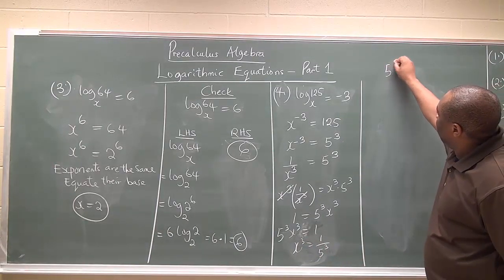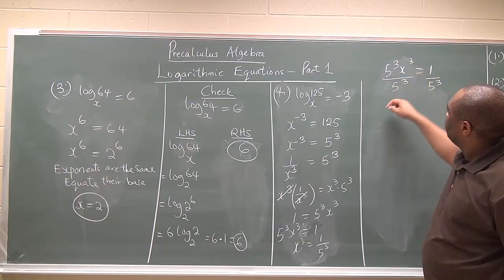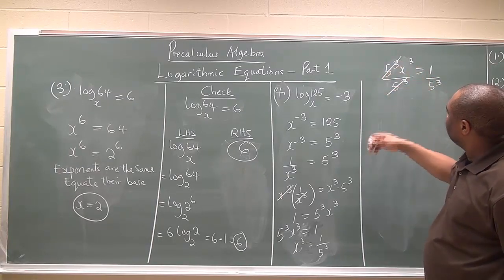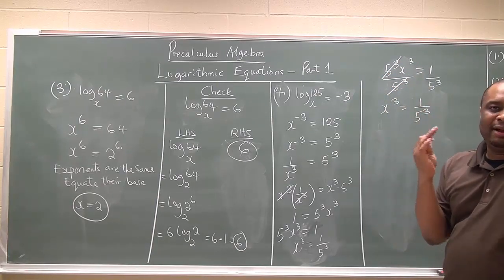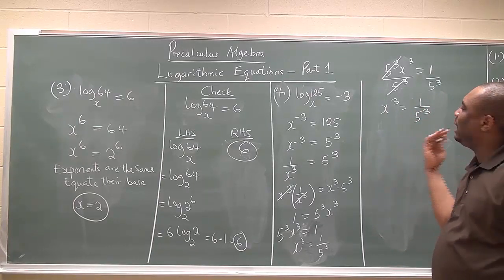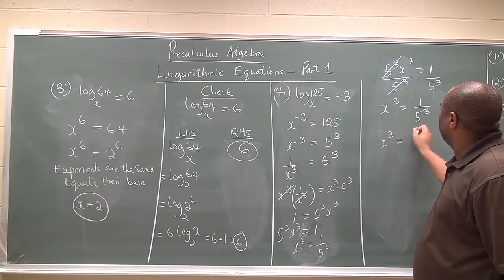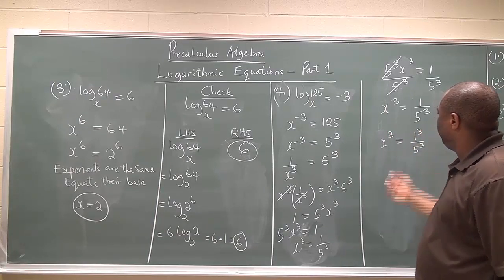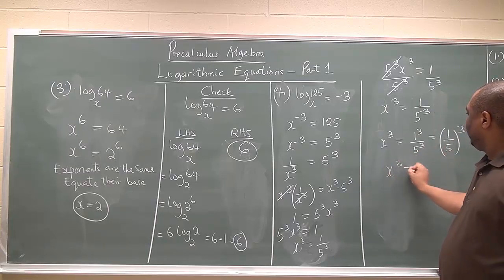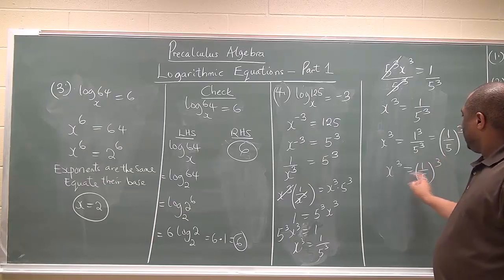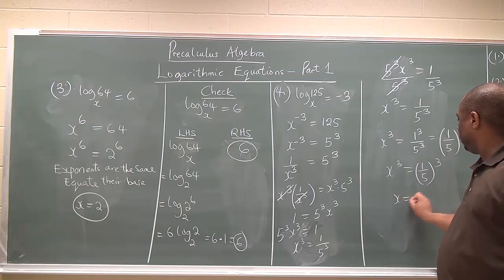Let me show you here. When you have 5 cubed x cubed equal to 1, you divide both sides by 5 cubed, right? So we have 5 cubed divided by 5 cubed, that's gone. So x cubed is equal to 1 over 5 cubed. But you still have to have it as an entity for you to find x. So this is x cubed equal to 1 cubed over 5 cubed, which is 1 over 5 all cubed. So you have x cubed equal to 1 over 5 all cubed, and because the exponents are the same, you can equate the base. x is equal to 1 over 5.